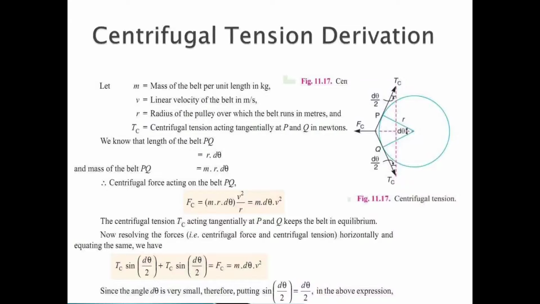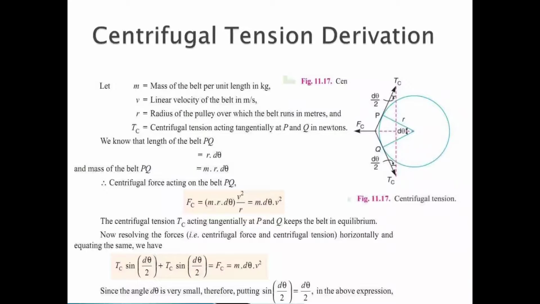Centrifugal tension derivation: this equation is used. m is the mass of belt per unit length in kg, v is the linear velocity, r is the radius of pulley, and Tc is the centrifugal tension acting tangentially. We know the length of belt PQ is equal to r d theta, and the mass of belt PQ is equal to m into r d theta.